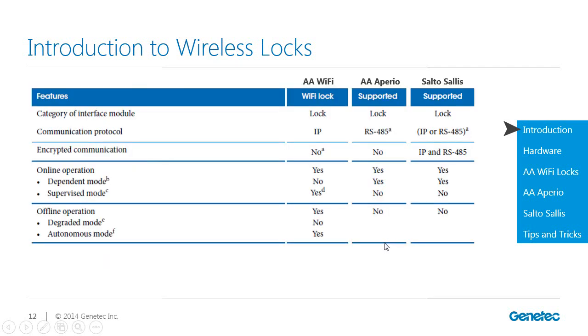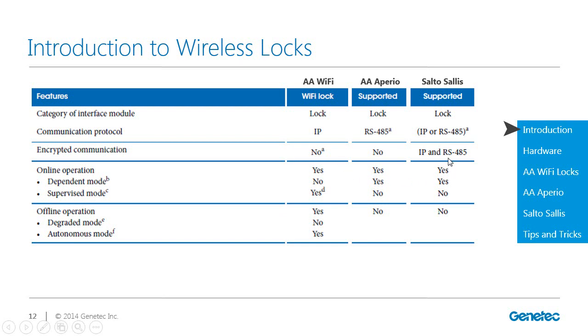Now, in terms of the hardware used, the Assa Abloy Wi-Fi locks connect directly to the SMC, whereas the Aperio and Salus locks need to talk to a hub which is wired to the SMC. Looking at the communication protocol used, the Assa Abloy Wi-Fi locks go over a traditional IP network. The Aperio locks use a RS-485 connection from the hub to the SMC, and the Salus locks use either an IP or RS-485 connection from the hub to the SMC, depending on the type of hardware that you have selected.